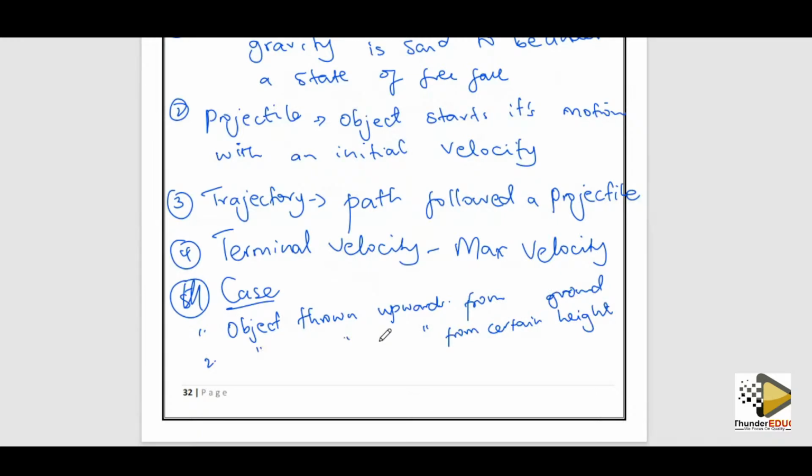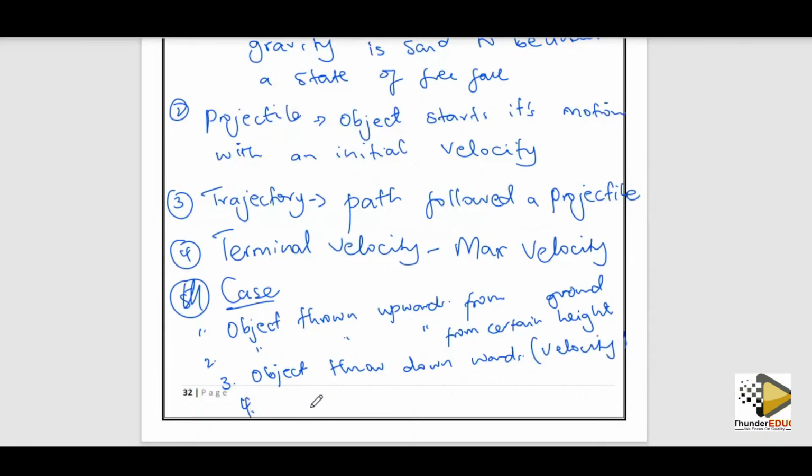Then we also have case study number 3. In this case study, we look at an object that is thrown downwards, in most cases from a certain height. An example is a platform, a cliff, or even a balcony. It is thrown downwards with some bit of velocity, whereby the initial velocity is not 0.